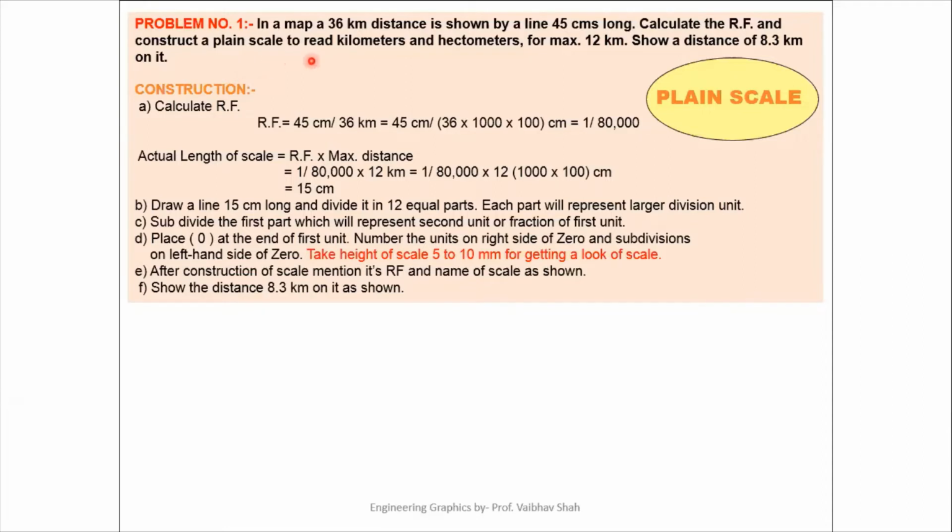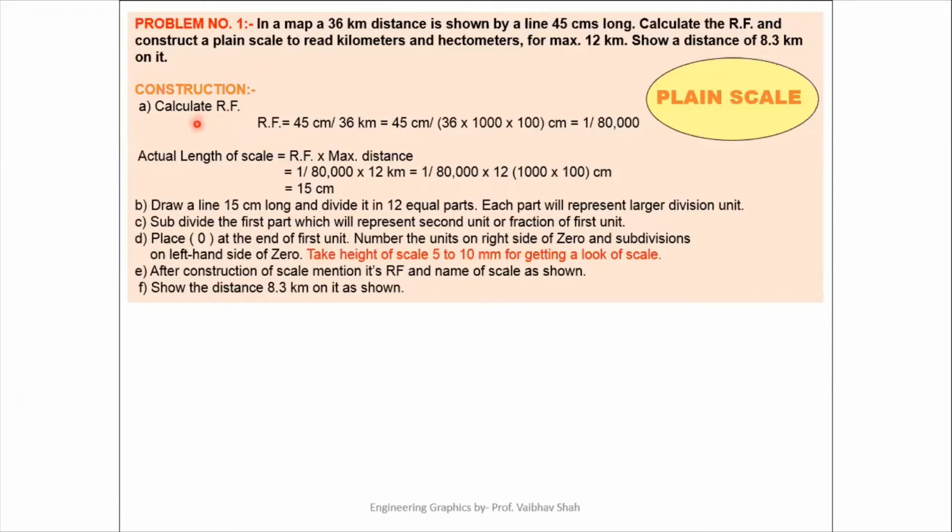Second, construct a plane scale to read kilometers and hectometers. So your scale should specify kilometers and hectometers as its units. Now, for maximum of 12 kilometers, your scale should measure a maximum of 12 kilometers. And you will show afterwards on that scale a distance of 8.3 kilometers. So you will indicate 8.3 kilometers on your scale drawn.